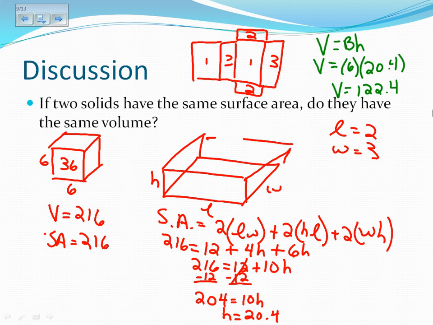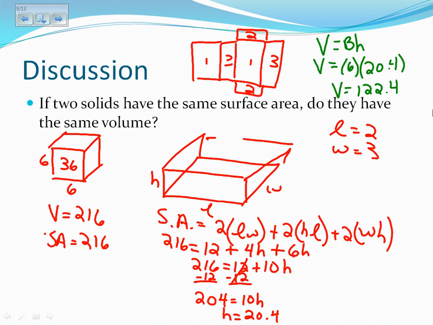So, does that answer our question? No. So our answer is, if two solids have the same surface area, do they have the same volume? No, not necessarily. Could they? Yes, but they would just be different orientations of the same shape. So for example, we could have 2, 3, 20.4. It could also be 3, 2, 20.4, or 20.4, 2, 3, all right? Just different ways to look at the same shape. It would be as if you rotated it.